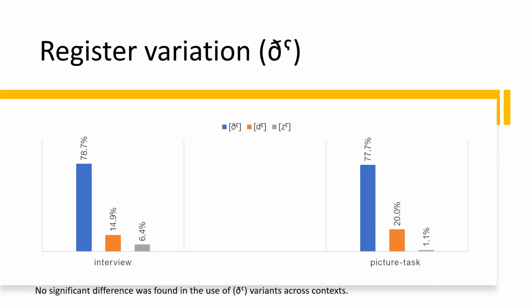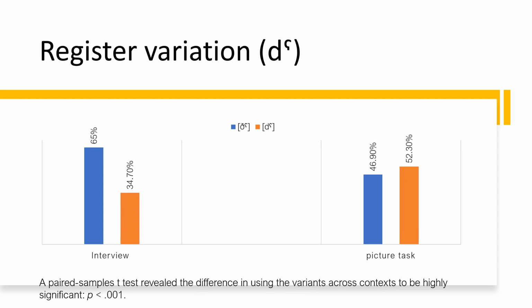Moving on to register variation, we don't really see much of a difference with regards to the first variable, and here is where we have the overlap with Standard Arabic to start with, right? So there isn't really a huge difference. In fact, it's used less in the picture naming task, not as you would expect, basically. But the difference is very, very minuscule. It's used at 78.7% in the interview, and at 77.7% in the picture naming task. So there's really no significance here.